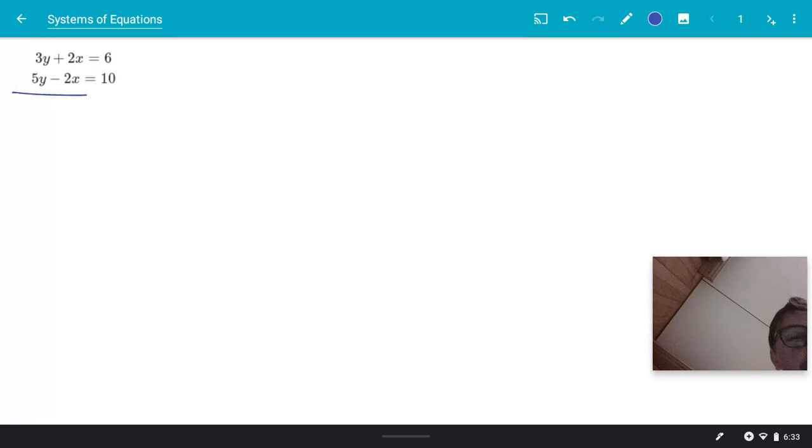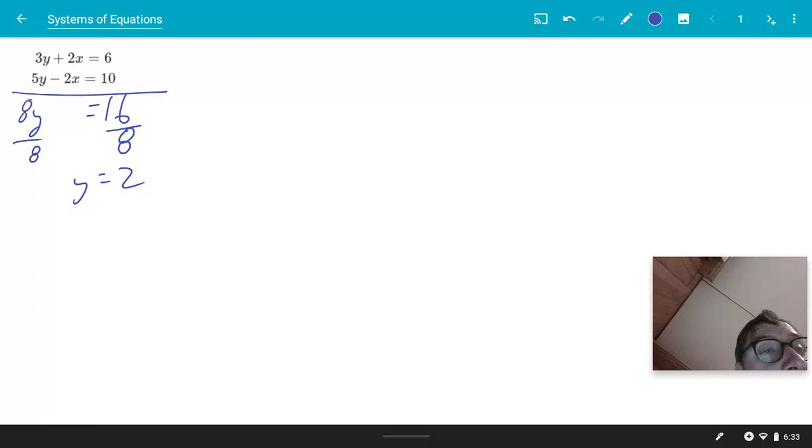If you'll notice, if we just add the columns here, 3y plus 5y is 8y. 2x minus 2x is 0x, or 0. And that's why we're doing this, to get rid of those x's. And then 6 plus 10 is 16. So if we solve for y, you can see that we find y is 2.